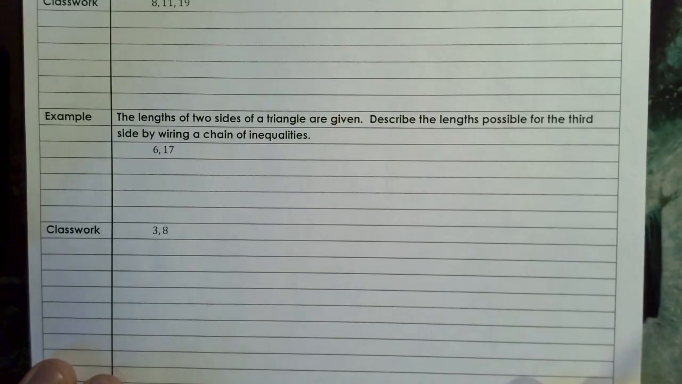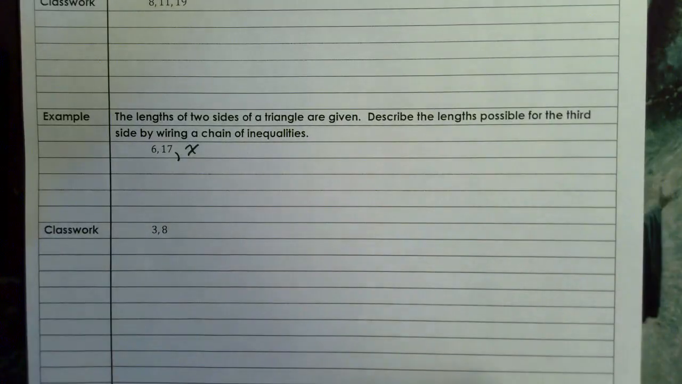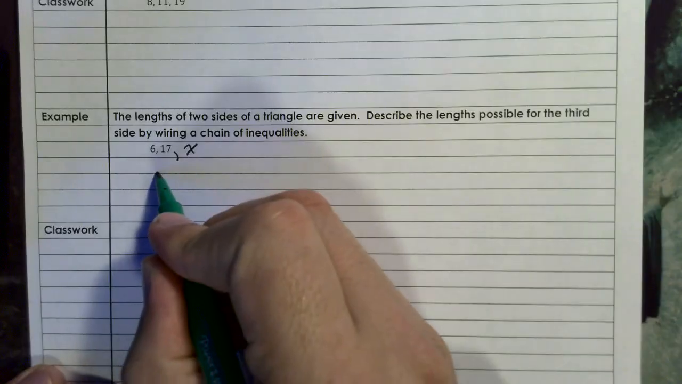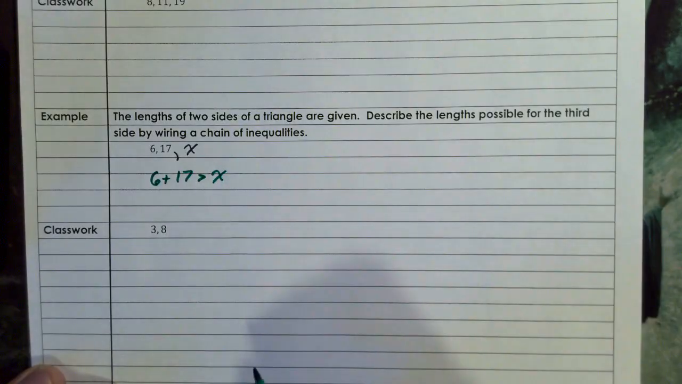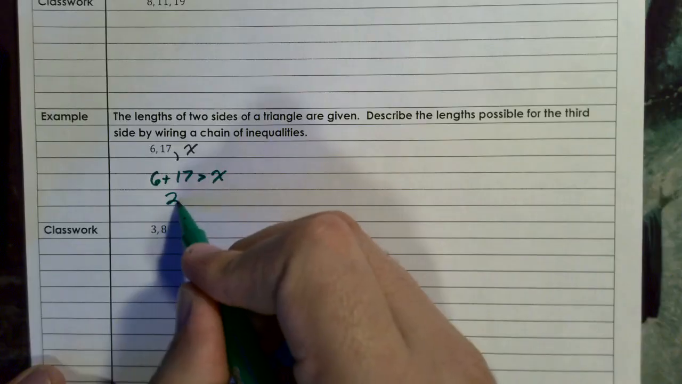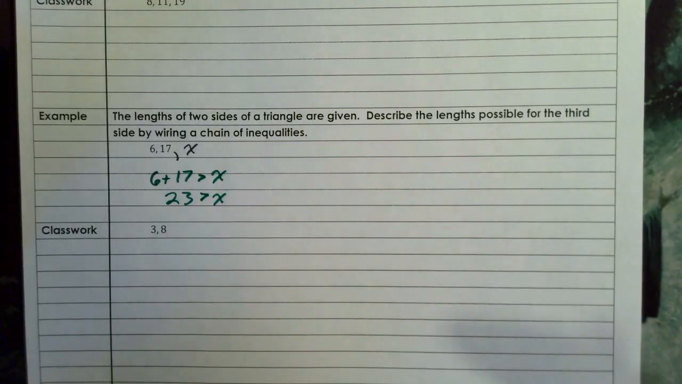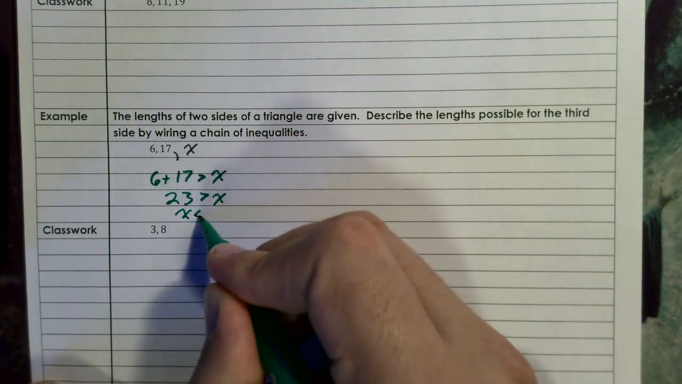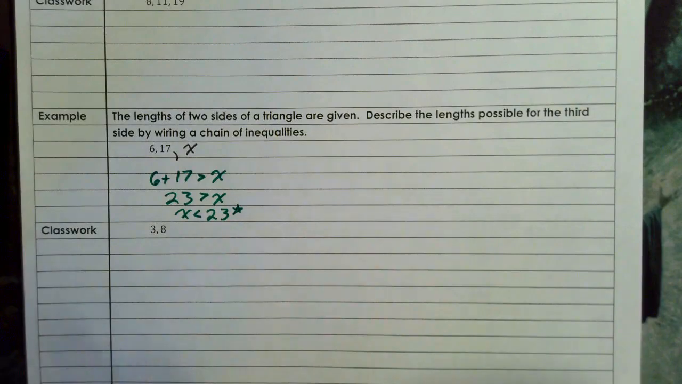Now, in this example, I've got two sides, but I don't know what that third side is. So I've kind of got this third side X, and I want to make sure that everything is going to work out okay. So again, I'm going to do those three inequalities. I want to make sure that 6 plus 17 has to be greater than whatever X happens to be. So that's 23. So I know X has to be less than 23. If I reversed the inequality, X has got to be less than 23. I think it makes a little bit more sense to talk about it that way.